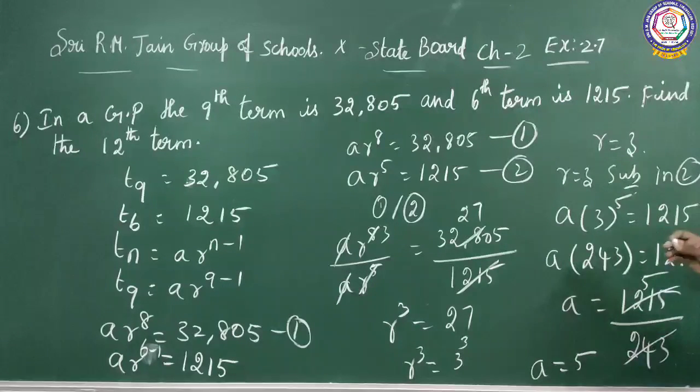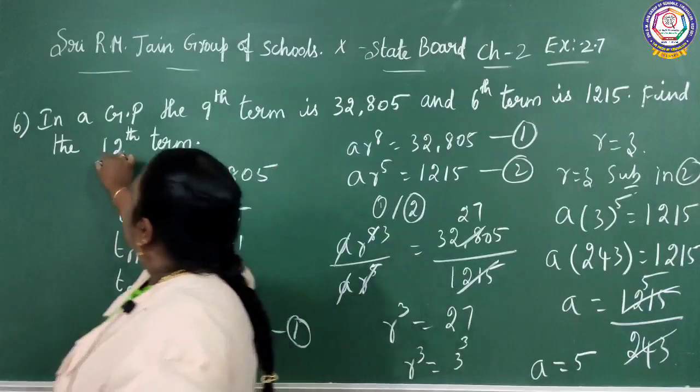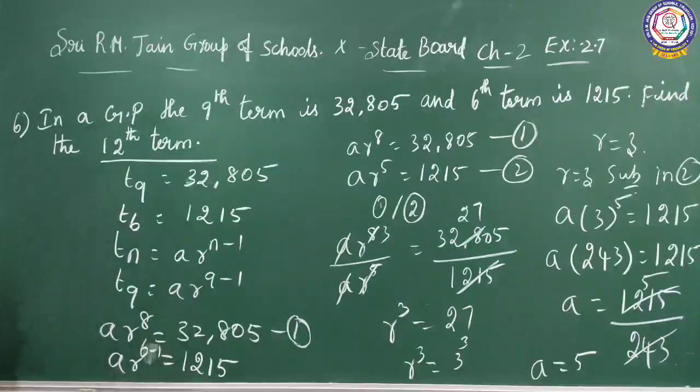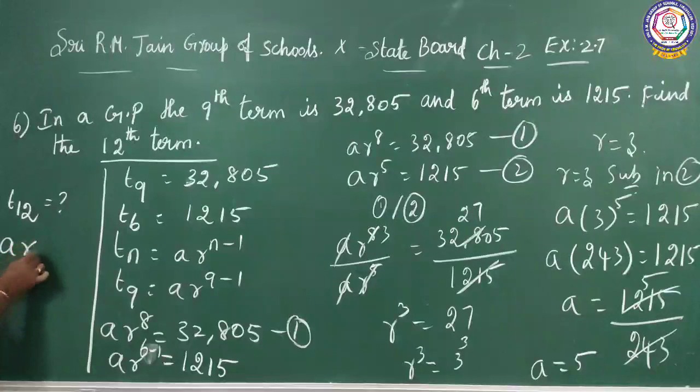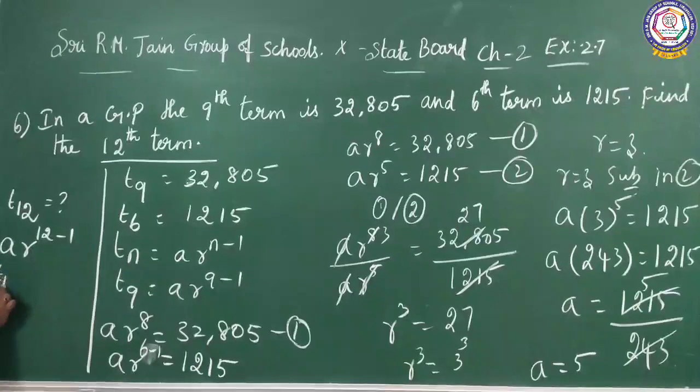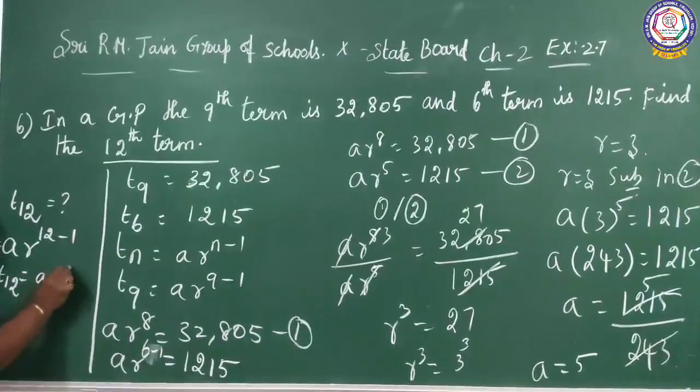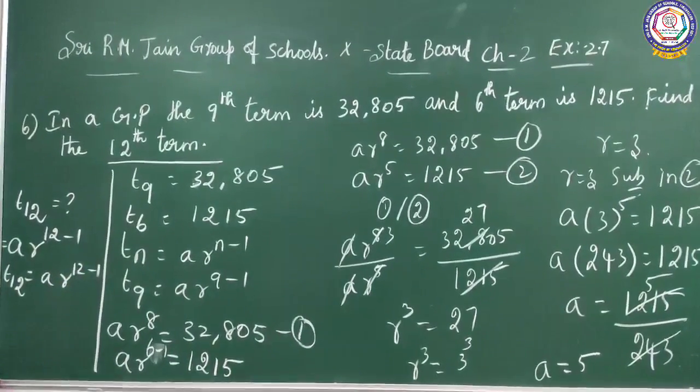Then you should find out the value of what? The 12th term. So you should find out the value of T12. T12 equals, what is the formula? a r power 12 minus 1. T12 equals a r power 12 minus 1.